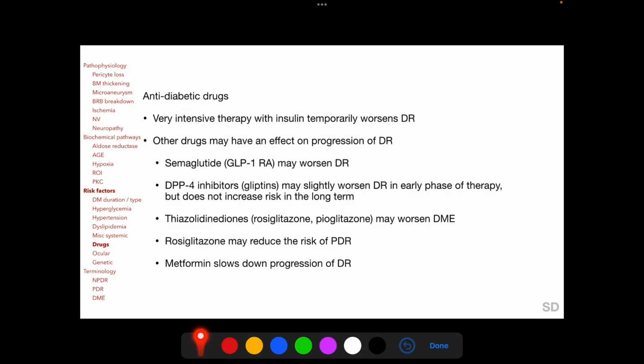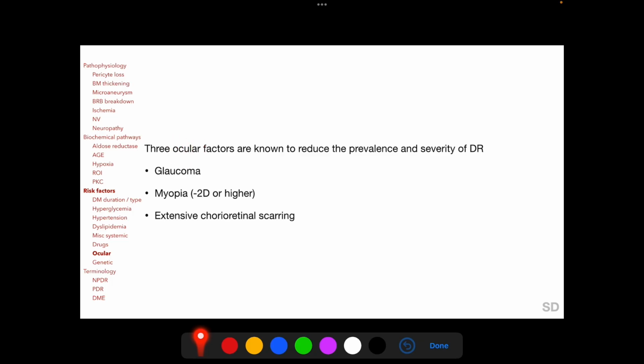Anti-diabetic drugs have also been found to affect the course of diabetic retinopathy, and it is well known that very intensive therapy with insulin temporarily worsens diabetic retinopathy. And other anti-diabetic drugs have also been found to have an effect on progression of DR. Three ocular factors are known to reduce the prevalence and severity of diabetic retinopathy, namely glaucoma, myopia, and extensive chorioretinal scarring, and these are important to remember.